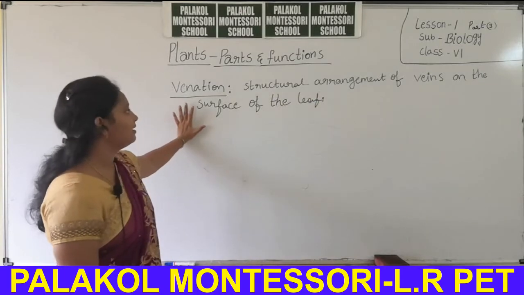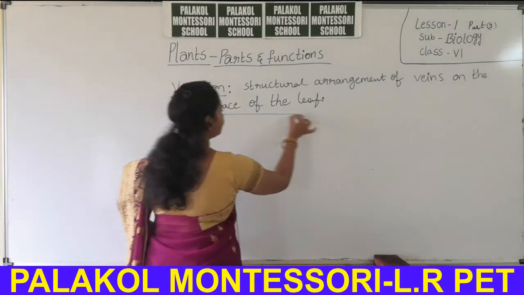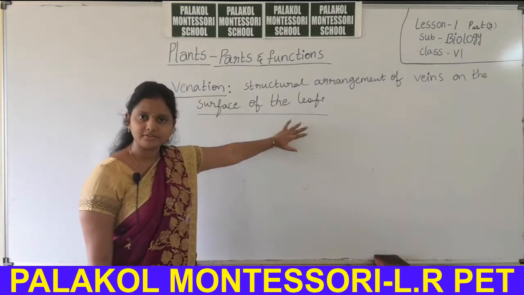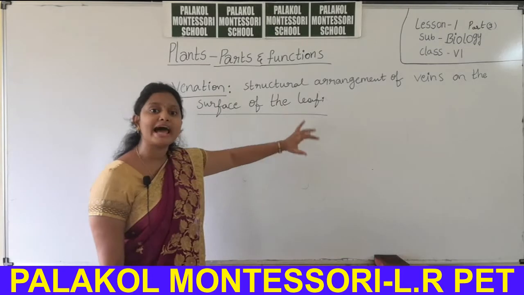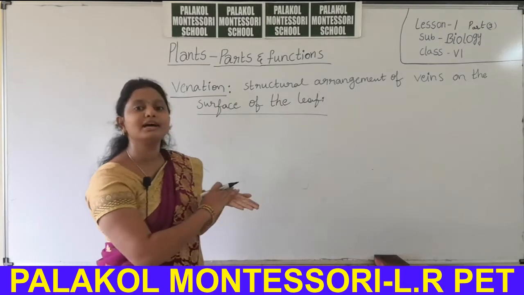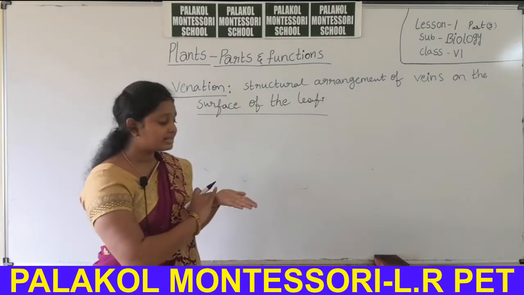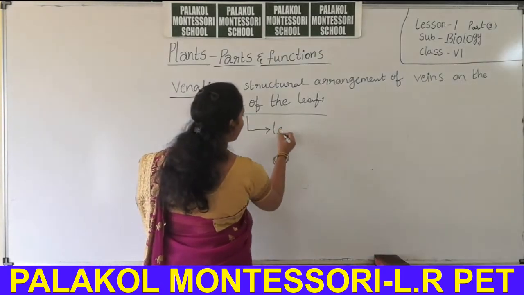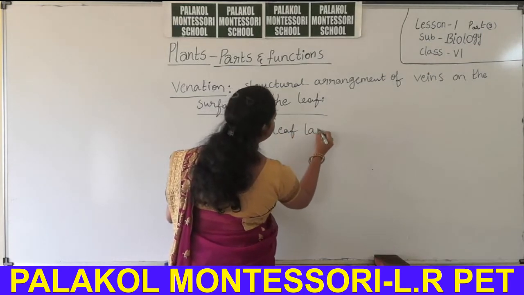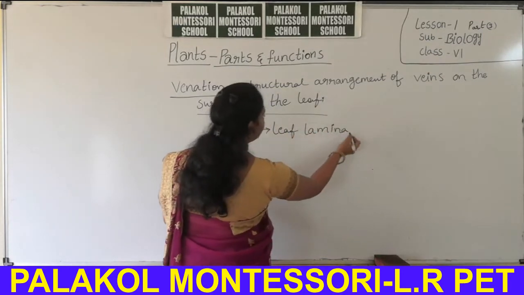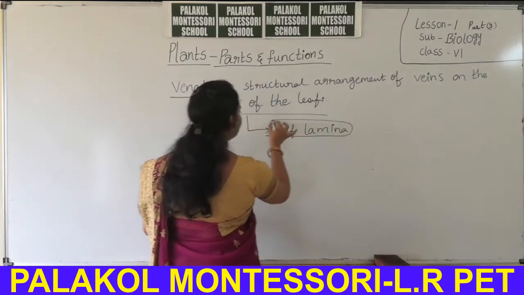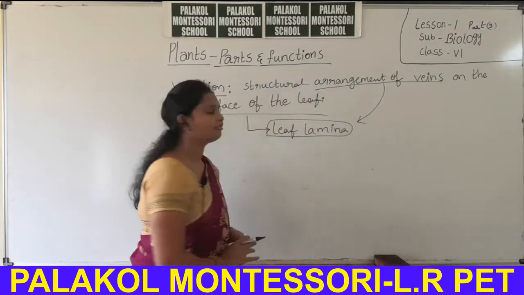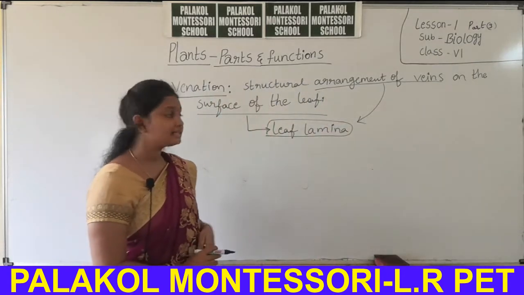Okay, say what is the surface of the leaf? I already explained that. Nothing but the leaf lamina, the flat portion of the leaf. The surface of the leaf is called the leaf lamina. On the leaf lamina, the arrangement of veins is called venation.